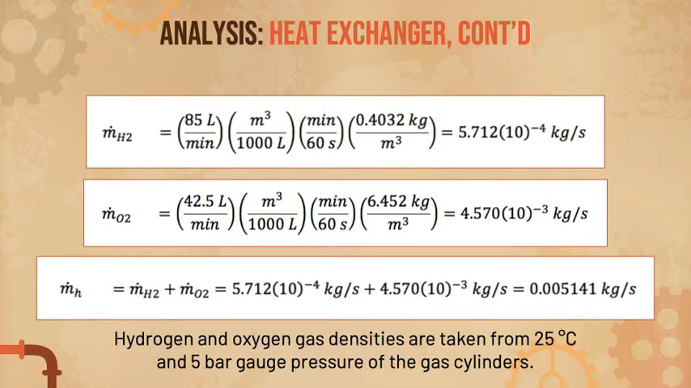We can then multiply these volume flow rates by their respective densities taken from 25 degrees Celsius and 5-bar gauge pressures of the gas cylinders to determine their respective mass flow rates. We then add these together to find the superheated steam mass flow rate, which comes out to 0.005141 kilograms per second.